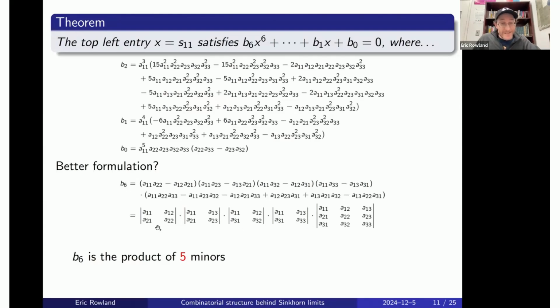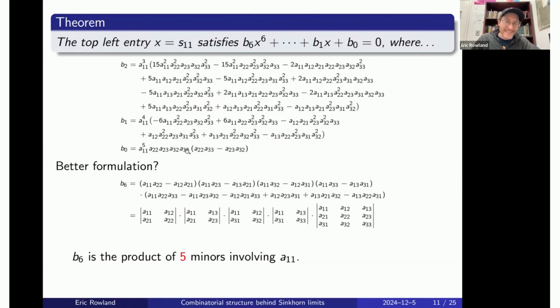It's not just any 5 minors, though. All 5 of these involve the top left entry, which is probably not a coincidence, right? Because we're looking for a polynomial satisfied by the top left entry, and we're already seeing some dependence or some focus on the top left entry here. So that stands out very, very clearly when you look at these coefficients.